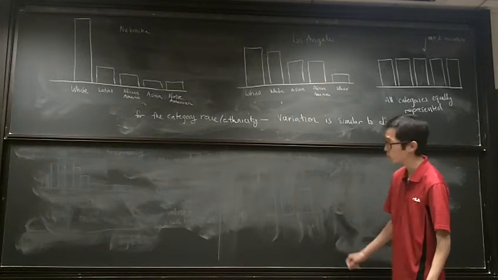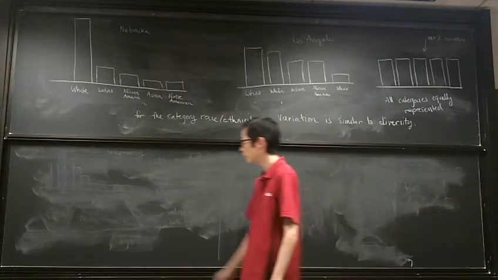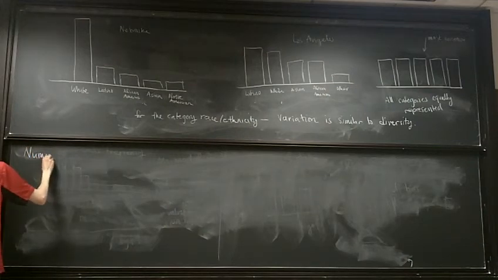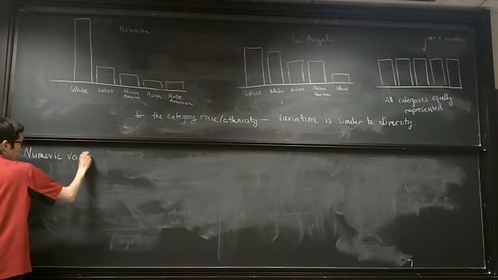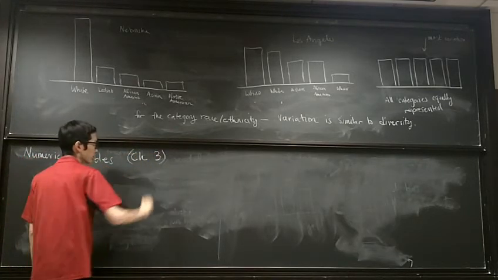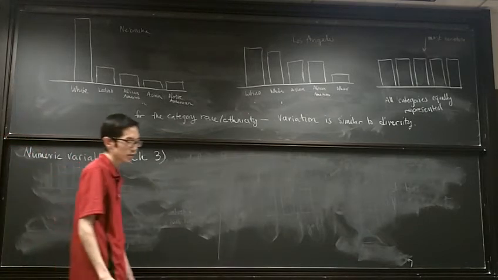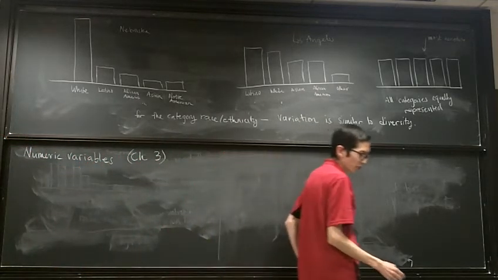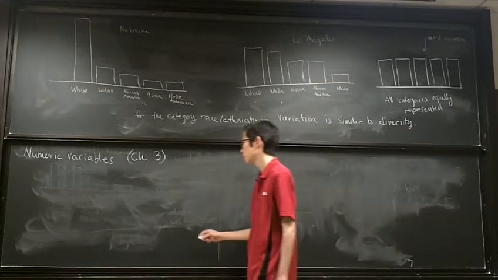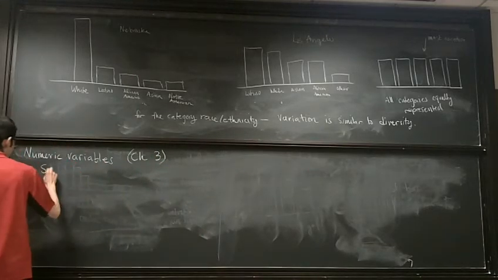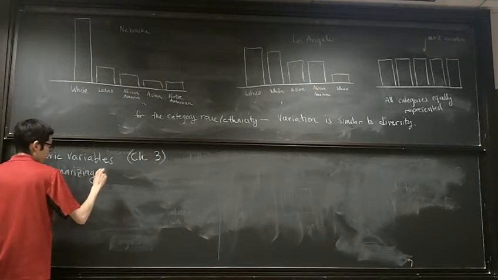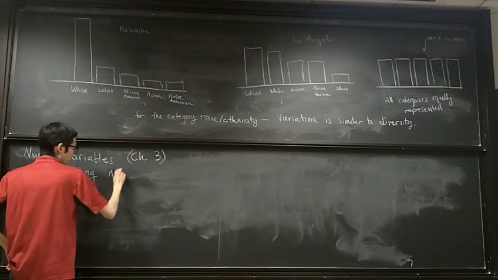Okay, so we're going to go back now to numeric variables. Okay. So that was categorical variables. Now we're back to numeric variables. And this is now chapter 3. And we're going to look at numeric summaries. Okay. So numeric summaries for numeric variables. Summarizing numeric data.